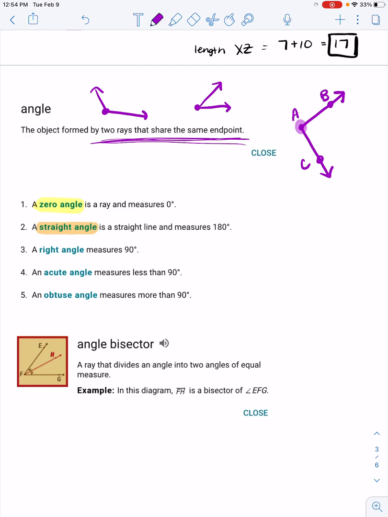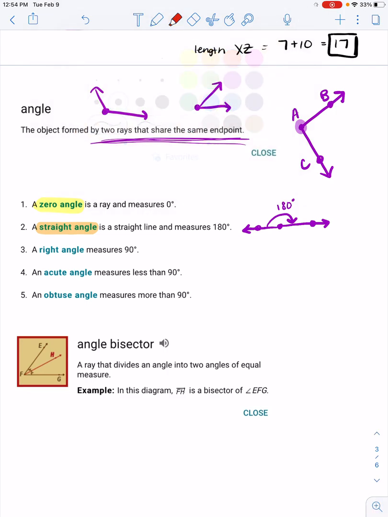So basically what this would look like is if you have an endpoint here and it goes forever straight to the right, and then my other ray goes forever to the left, it just makes a straight line, okay? So if I start at this ray and I go all the way around to this one, that's 180 degrees, which is what a straight line is, okay?